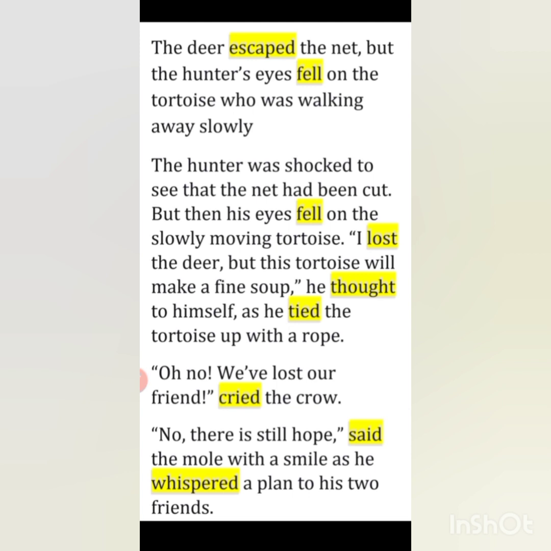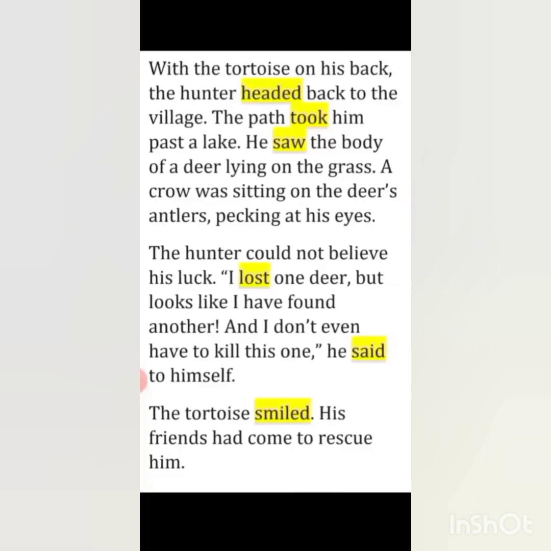Oh no, we have lost our friend, cried the crow. No, there is still hope, said the mole with a smile as he whispered a plan to his 2 friends. With the tortoise on his back, the hunter headed back to the village. The path took him past a lake.